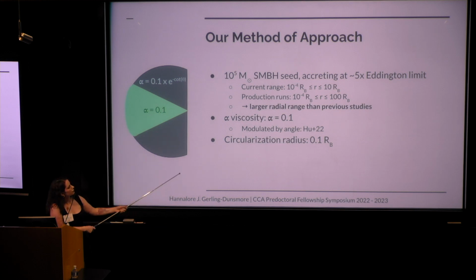We are using an alpha viscosity of 0.1, which is typical of a thin disk model. And we are modulating that by angle as was done in Hu et al. 2022. And we have a circularization radius set at 0.1 Bondi, which just basically means interior to that, it's a Keplerian disk; exterior, angular momentum is approximately constant. Now let's get to the good stuff.